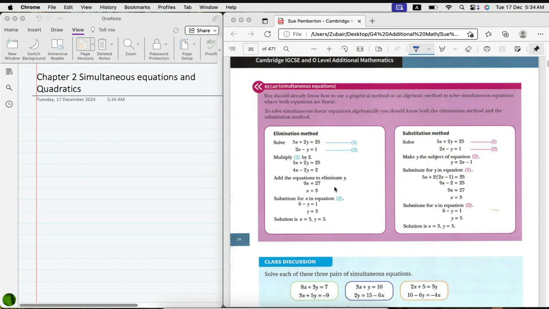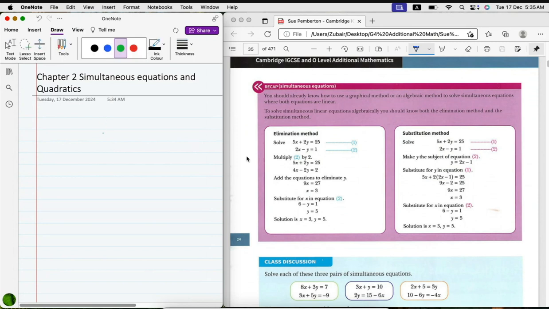Just like simple math, we may encounter straight lines, but most of the time we'll be dealing with a curve and a straight line. Just a quick recap with a simple example. Let's say the question is 5x plus 2y is 25, and 2x minus y is equal to 1. Elimination or substitution is your choice.